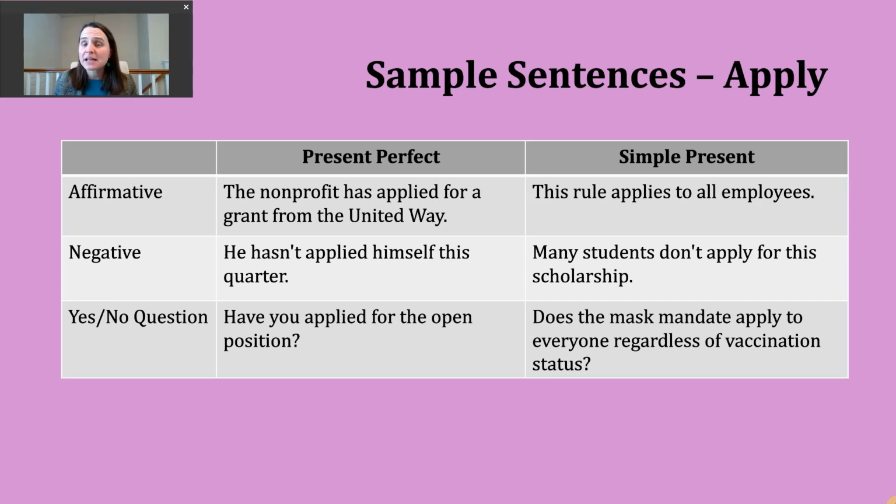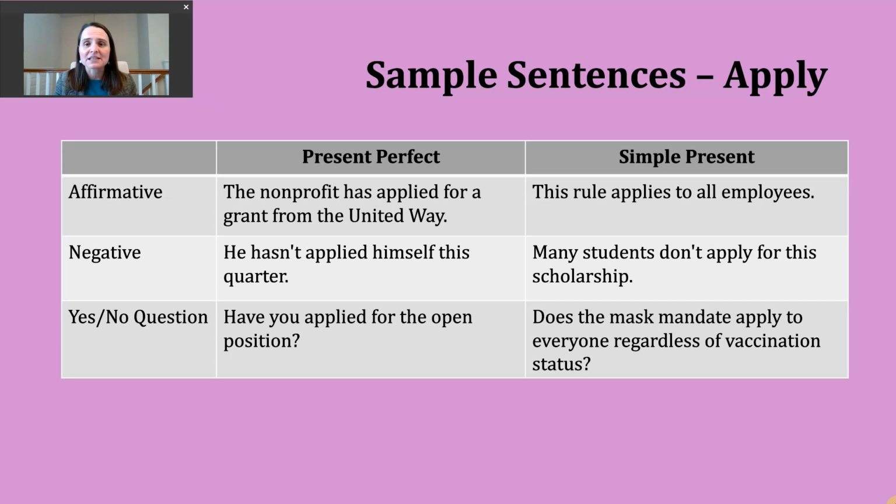Again, we need to pay attention to what our subject is. If our subject is I, you, we, or they, we're going to use do not and then the base verb. Or you might hear don't, the contraction, and then the base verb. But if our subjects are he, she, or it, we're going to use does not and then the base verb. Or we can use the contraction doesn't and the base verb.